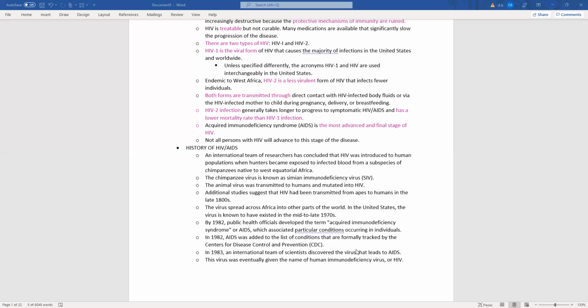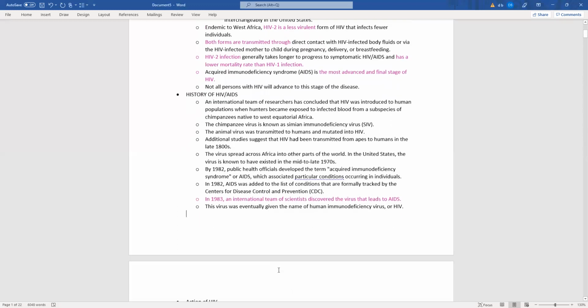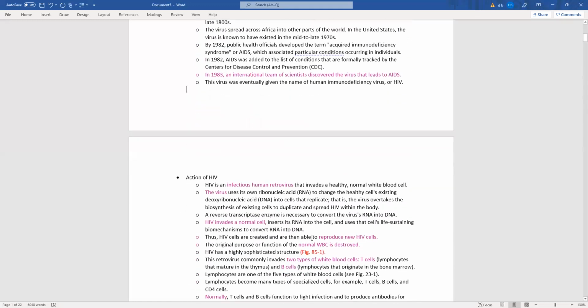In 1982, that's when AIDS came about. It turned from HIV to AIDS in 1982. The CDC is the one that formally tracked AIDS, and in 1983, an international team of scientists from all over the world discovered the virus that led to AIDS. So in 1983, they discovered that HIV led to AIDS. The virus was eventually given the name human immunodeficiency virus, or HIV. So let's talk about the actions of HIV.